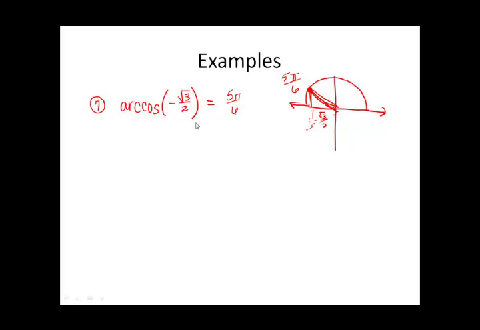So what we just did was you have this input of negative square root of 3 over 2, and you get this output of an angle, specifically applying to that unit circle.